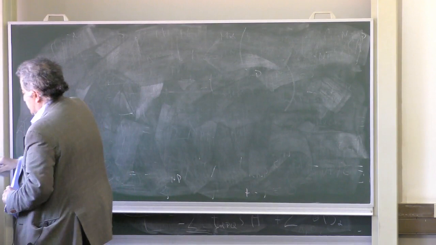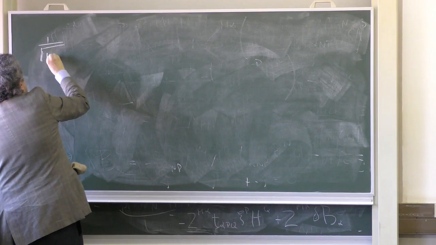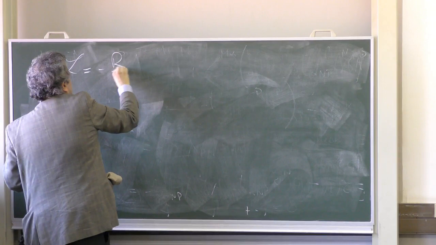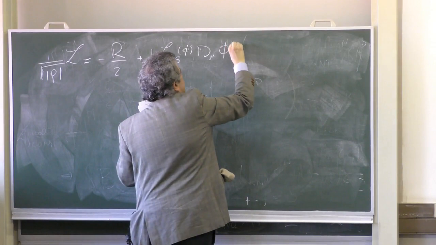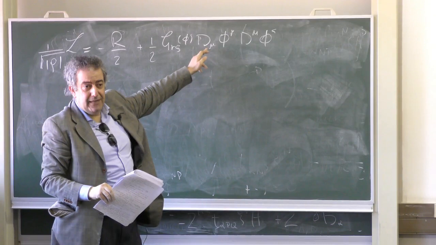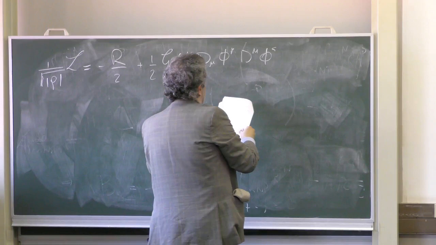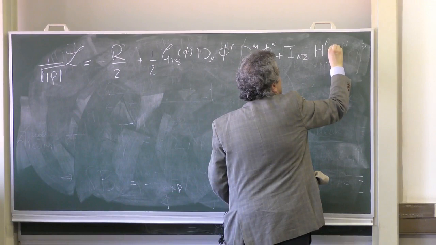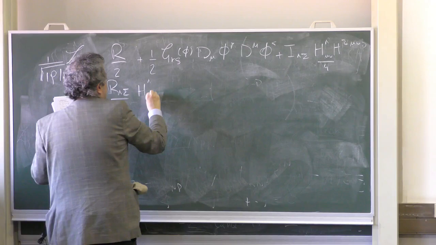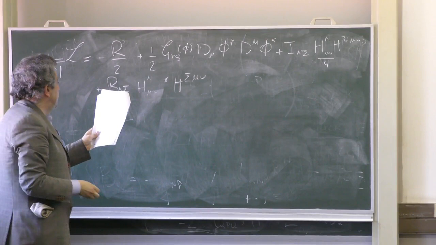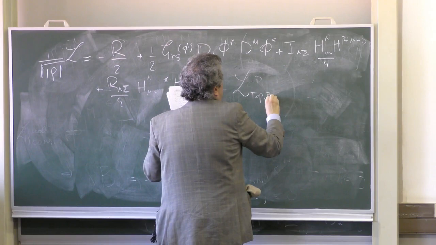So 1 over square root of g times the Lagrangian is equal to minus R over 2, plus 1/2 g_rs, and now we have to write D_mu phi^r D^mu phi^s, where these are gauge covariant derivatives of the scalar fields, plus I_lambda sigma H^lambda H^sigma_mu divided by 4 plus R_lambda sigma divided by 4 H^lambda_mu star H^sigma mu, okay? So the same as before, plus L topological B plus L generalized Chern-Simons, okay?